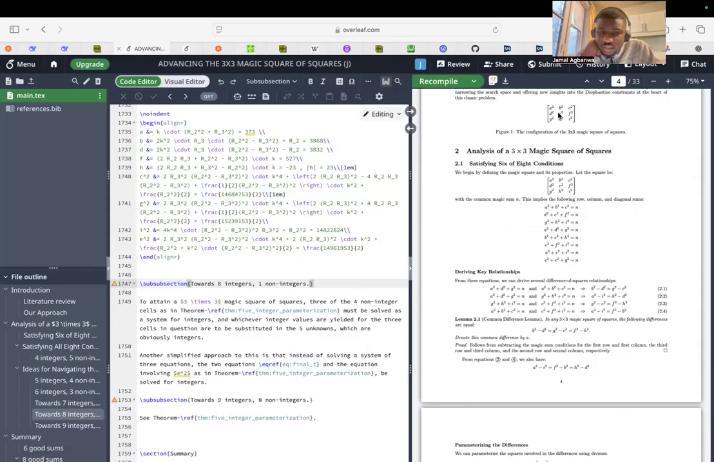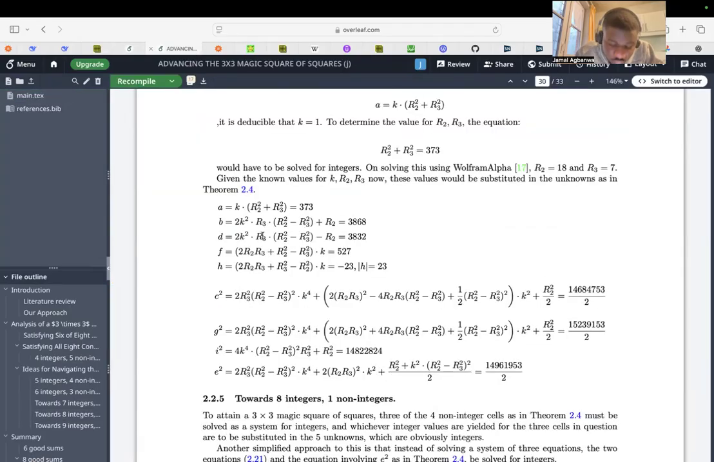This one is an approach on its own. So let's do it. D, 3832 squared plus E, 1496 over here, 1953 to B, D, E, F plus 527 squared. Yes. So all eight sums are correct.